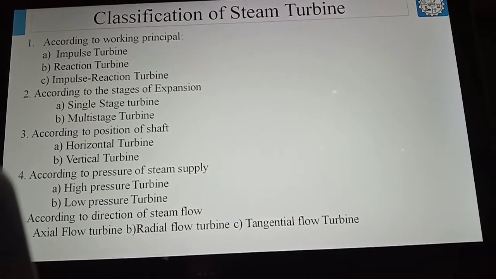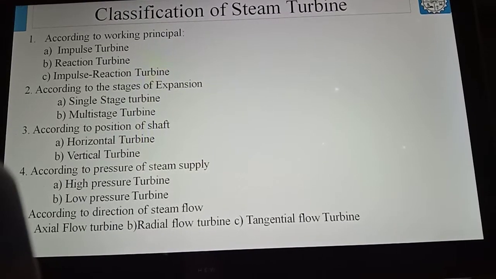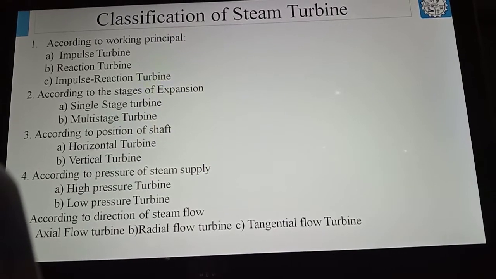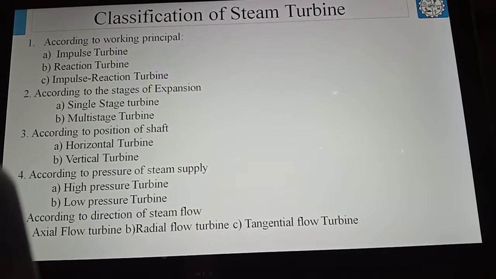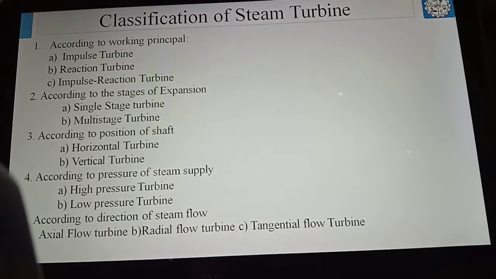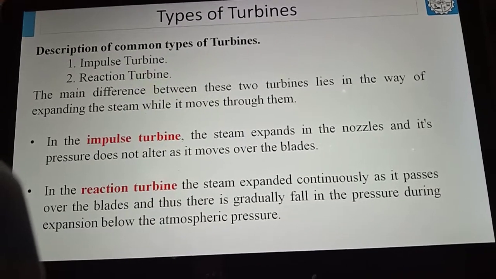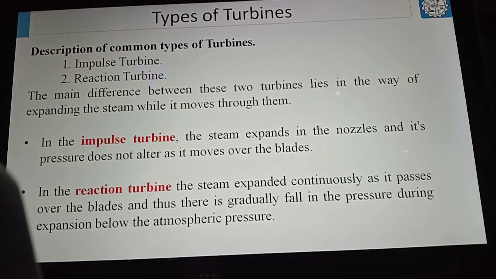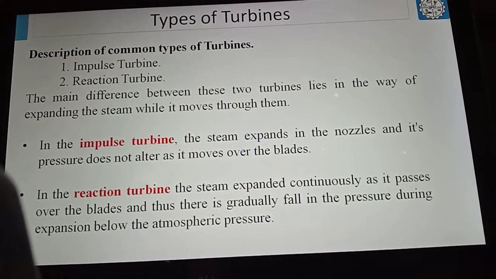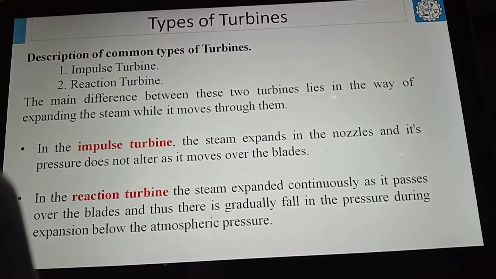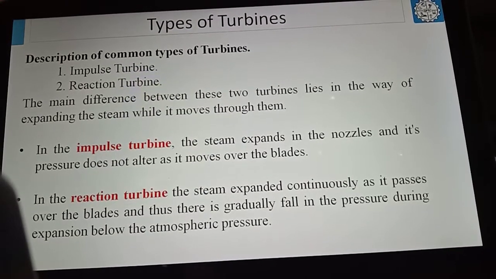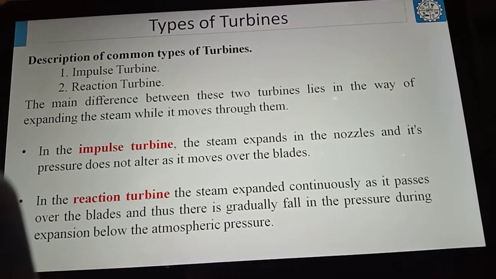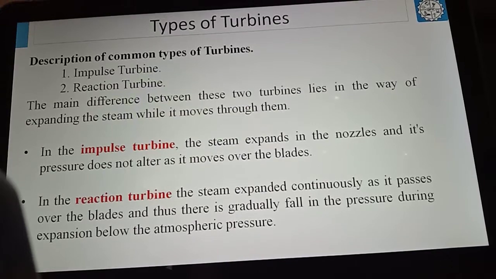So classification of steam turbine is according to principle of working, according to stages, according to position of shaft, pressure of steam supply, according to direction of steam flow. These are the various classifications and types. Now we can just go through the types of turbines. So types of turbines, mainly two types of turbines are commonly used. One is impulse and another is reaction. So you can go through this definition. What is impulse turbine?